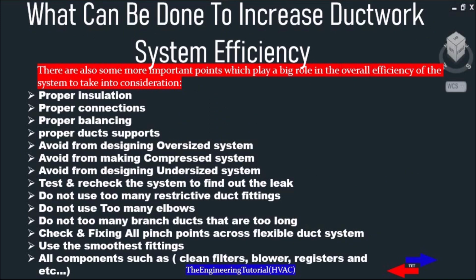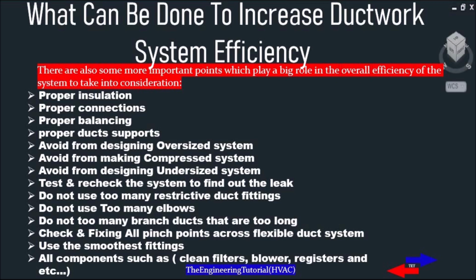And there are also some more important points which play a big role in the overall efficiency of the system to take into consideration, such as proper insulation, proper connections, proper balancing, proper duct supports, avoid designing an oversized system, avoid making a compressed system, avoid designing an undersized system, and test and recheck the system to find leaks.